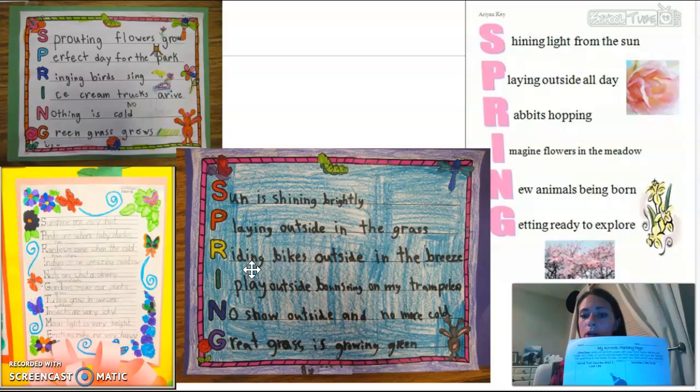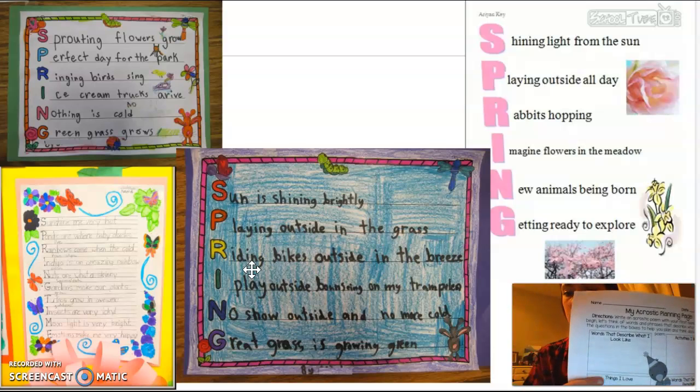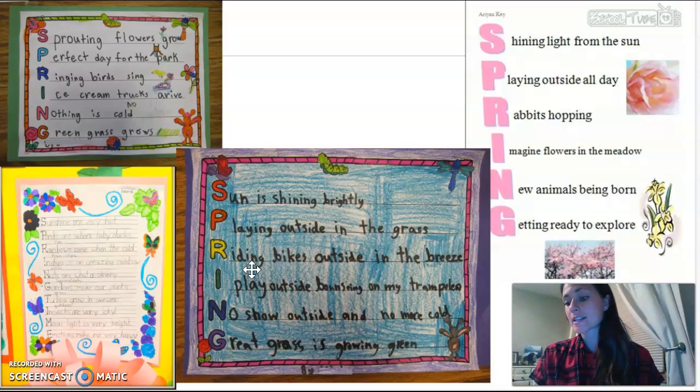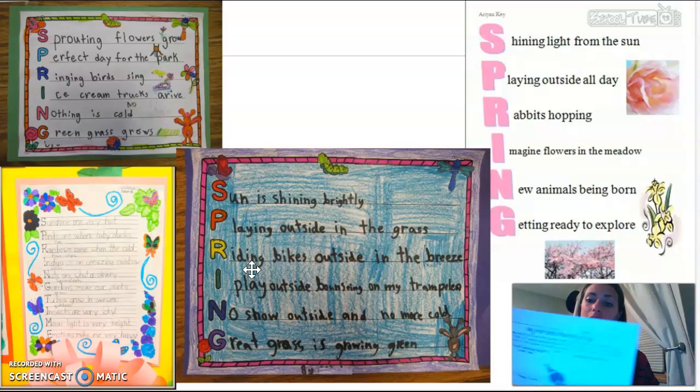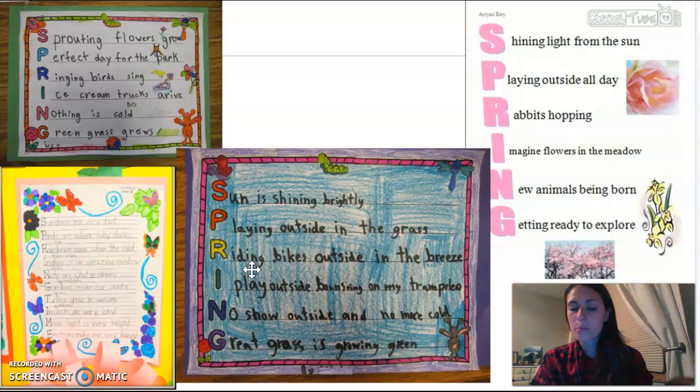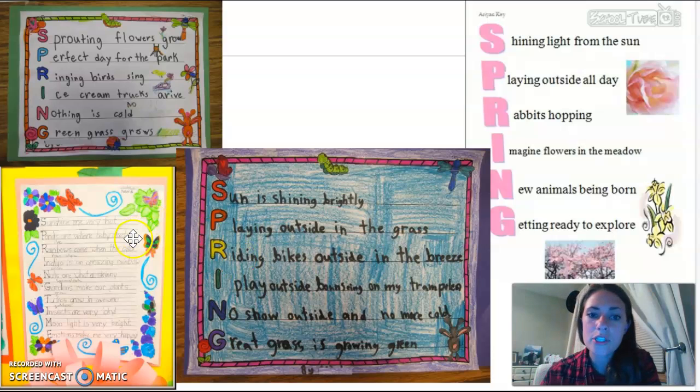So what are some words that describe what you look like? Activities that you like to do, things that you love, and words that describe my personality. Use this to help you plan for your acrostic poem. Now, I'm just going to read some of these examples about spring, so it will help you understand how you are supposed to create your acrostic poem.